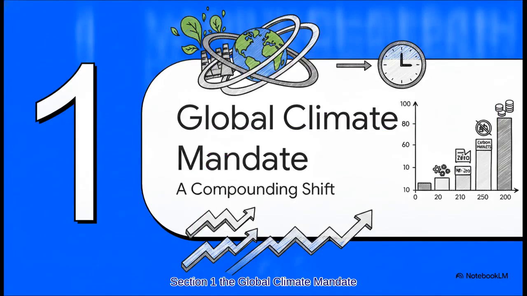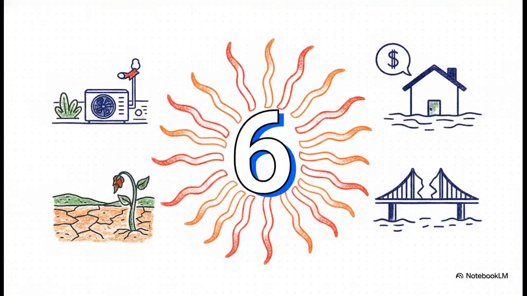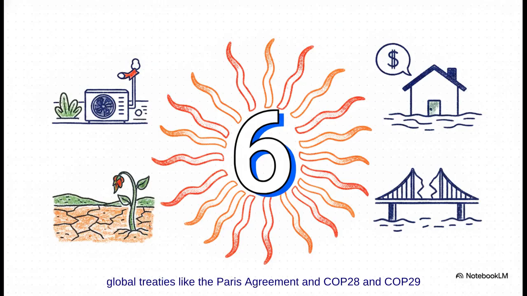Section 1. The Global Climate Mandate. You know, corporate sustainability really isn't just some isolated, nice-to-have choice anymore. It's being driven by massive, compounding global treaties like the Paris Agreement and COP28 and COP29. I mean, way back in 1997, the Kyoto Protocol first set these international goals to stabilize greenhouse gases, right? And today, the regulatory pressure to hit net zero by 2050 is literally compounding decade by decade.